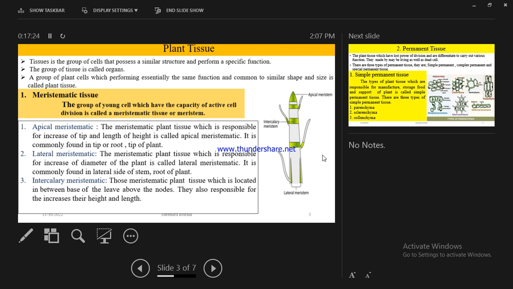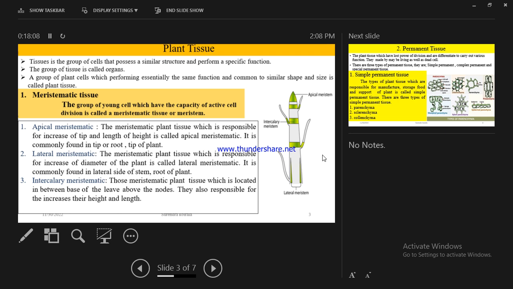Similarly, meristematic tissues are also divided into three types: apical meristematic tissues, lateral meristematic tissues, and intercalary meristematic tissues. All of these are responsible for the increase of their height, length, breadth, and so on. So, apical meristematic tissue is the meristematic plant tissue which is responsible for the increase of height and length. It is called the apical meristematic tissue.